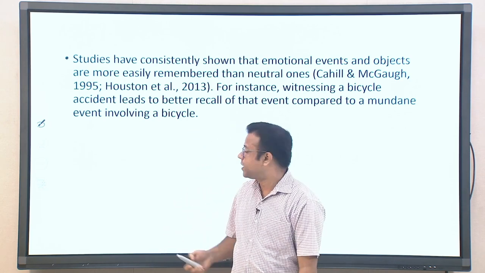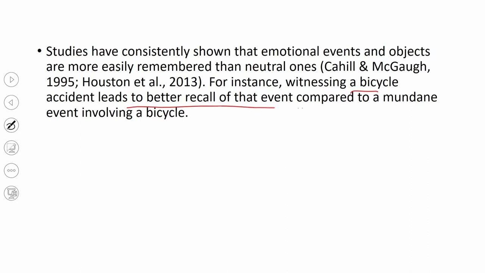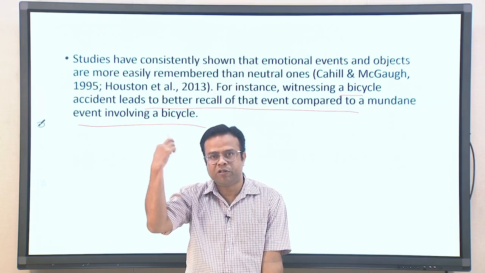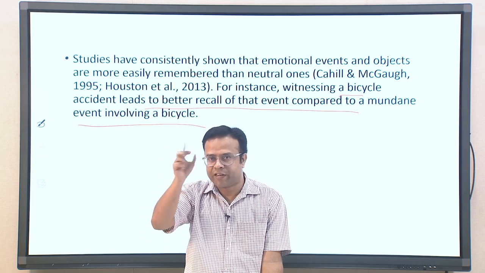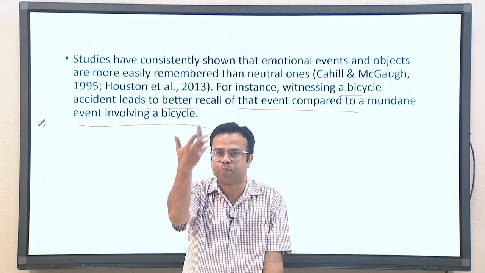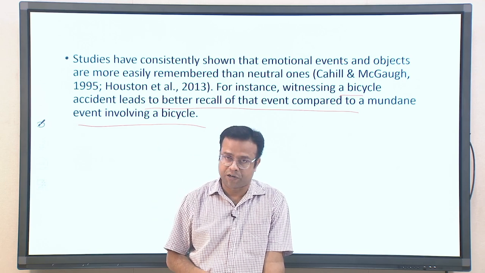For example, witnessing a bicycle accident leads to better recall of that event compared to a mundane event involving a bicycle. So, for example, somebody is riding a bicycle. We may encounter a lot of such incidents every day, but we may not recall most of these incidents associated with riding a bicycle. But let's say you suddenly encounter a bicycle accident. We are more likely to remember that event for a long time, because accidents are associated with emotions. Because that event has emotional content to it, we are more likely to pay attention and remember it for a longer time.